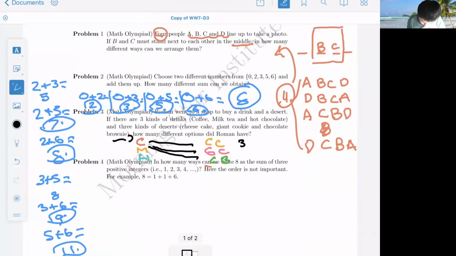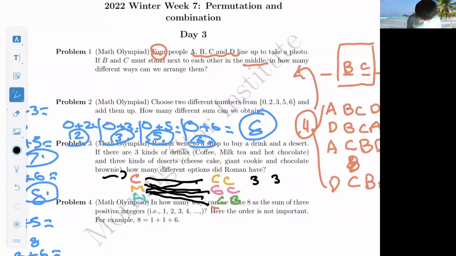We look at if we pick milk tea, then we can also have the cheesecake, giant cookie, and the 3 choices if we pick milk tea. And another drink would be the hot chocolate. Here we can choose cheesecake with hot chocolate, giant cookie with hot chocolate, and also chocolate brownie with hot chocolate. So that would be another 3. 3 plus 3 plus 3, this equals 9. So this is the number of different options that Roman could have.